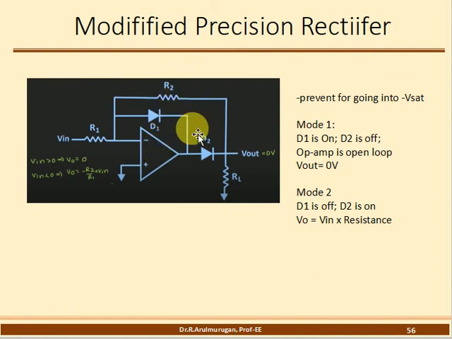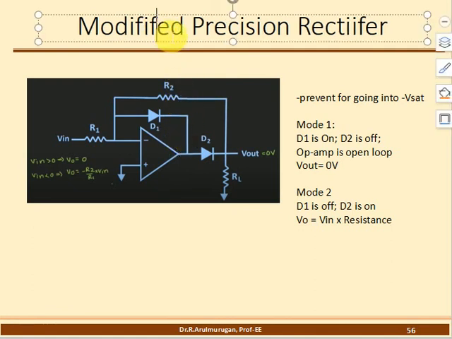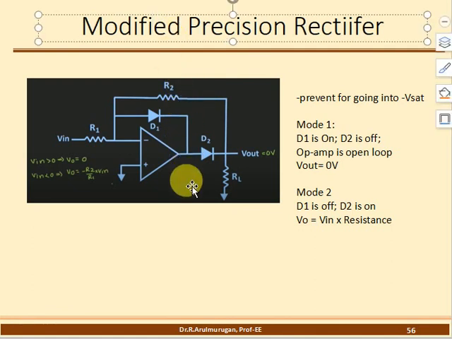When you add these, you minimize the limitations of the previous circuit. How do we minimize them? There are two diodes, D1 and D2, and here also there are two modes. Mode 1 is V in greater than 0, and mode 2 is V in less than 0. So now it is a reverse condition.